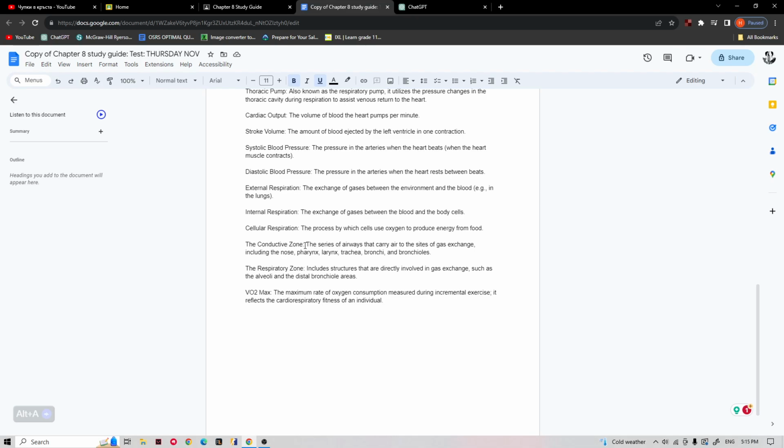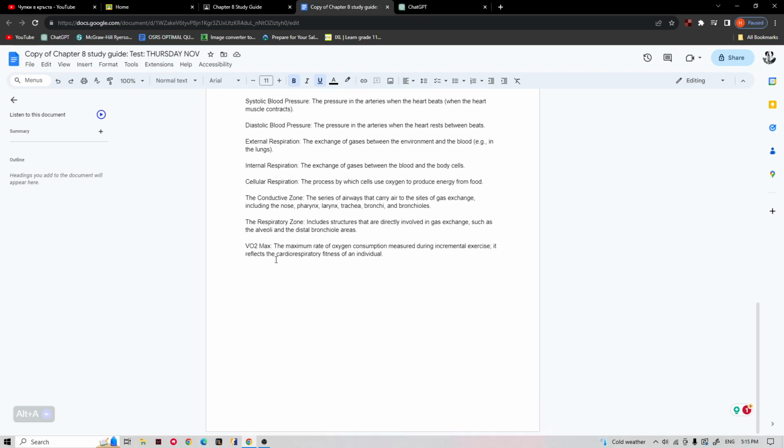Next, we have conductive zone, the series of airways that carry air to the sites of gas exchange, including the nose, pharynx, larynx, trachea, bronchi, and bronchioles. Next, we have the respiratory zone, which includes structures that are directly involved in gas exchange, such as the alveoli and the distal bronchial areas. And lastly, we have VO2 max, the maximum rate of oxygen consumption measured during incremental exercise.